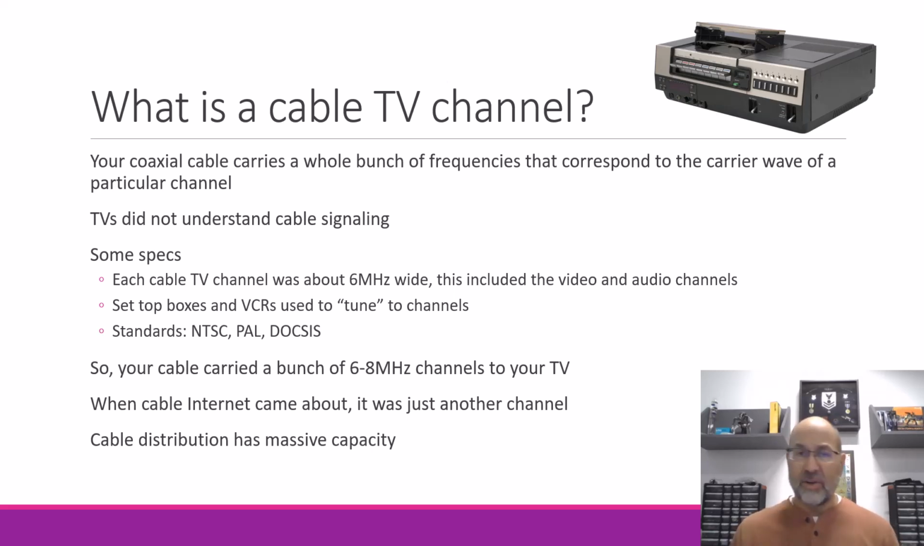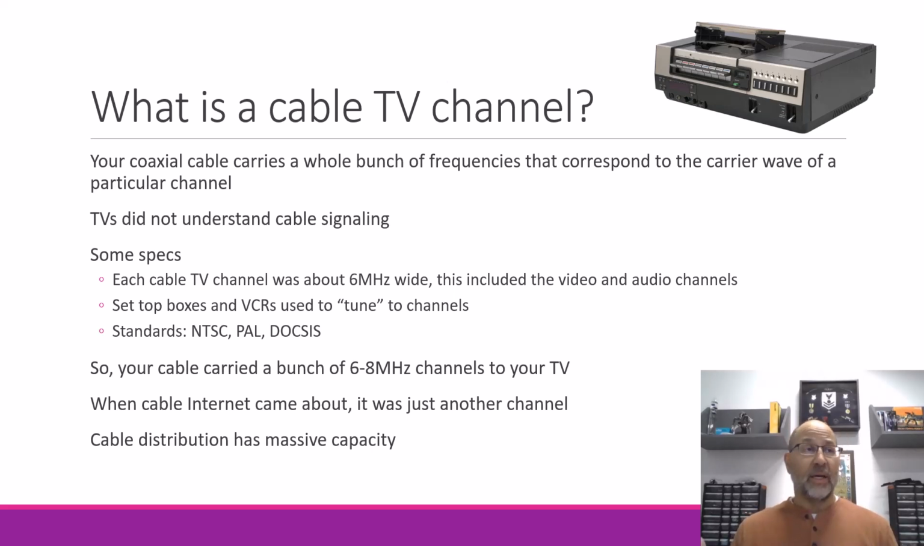TVs did not understand cable television signaling. And so what we needed was a box that took care of the signaling or the demodulation for us, and then we pumped it back to a TV. Again, that was a pretty stupid device. So for a long time, there were no TVs that had a cable interface, and then TVs started being manufactured that actually had the coax interface.